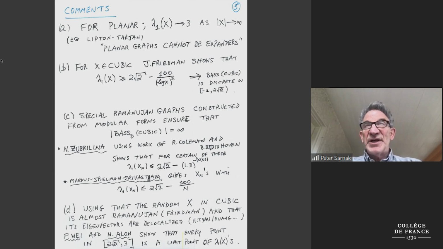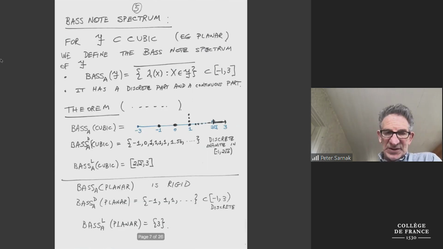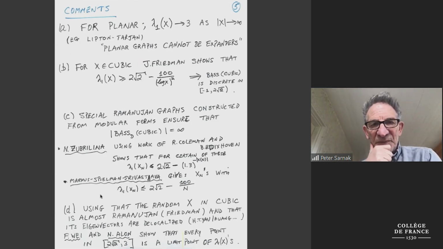And if you're planar, you can always find a separator. And they do so very explicitly. That immediately makes lambda 1 go to 3 as the size goes to infinity. So that's the simple proof of this last part. Planar is rigid. Quite simple in this situation.